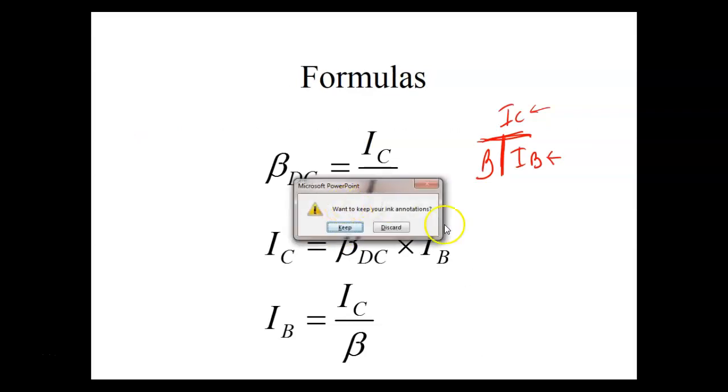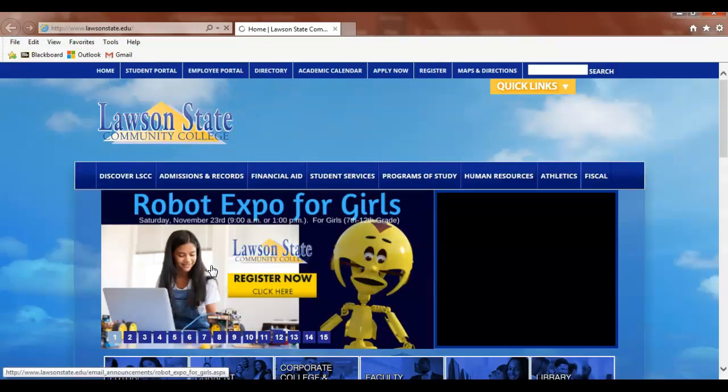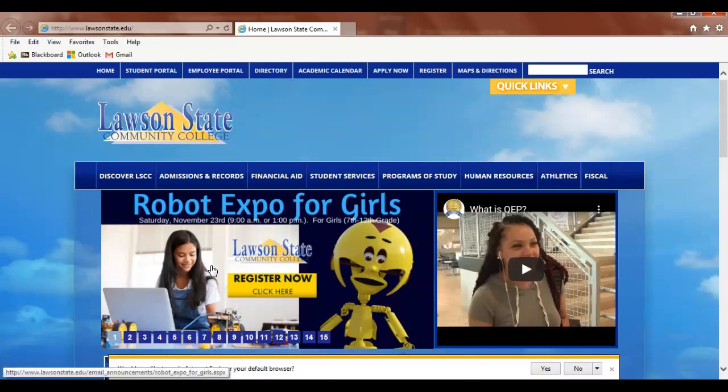And we won't talk about alpha right now. Hopefully this works, guys. This is new. We used to have a software package where you could actually simulate circuits. It was called Electronic Workbench.